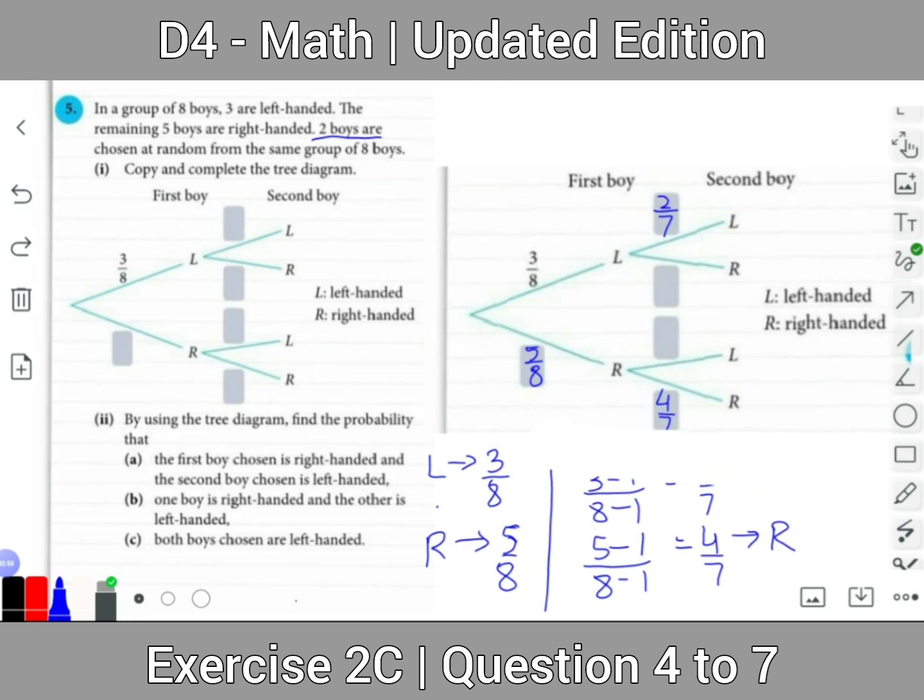Now the probability that the first boy is left-handed and the second is right-handed will be 5 over 7, and here in the last blank we have 3 over 7.